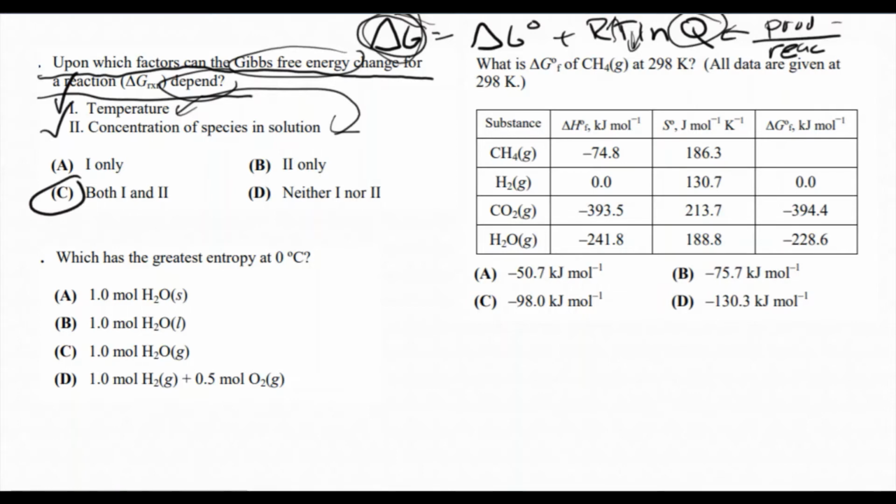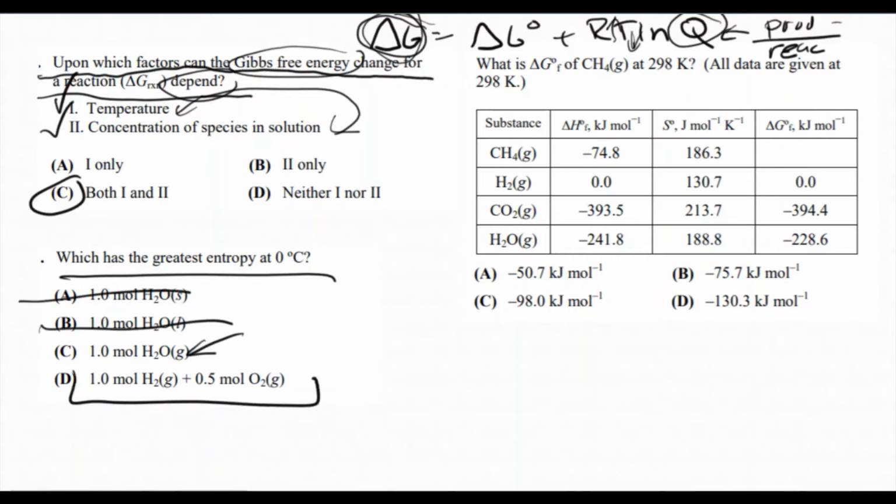Now let's take a look at this. Which has the greatest entropy at 0 degrees Celsius? So we're going to cross out A and B immediately, because we know that gases always, well, almost always, have the most entropy. Now what about this? That's a little bit interesting, actually. This is 1 mole of gas. This is 1.5 moles of gas. Which one do you think has the higher entropy?